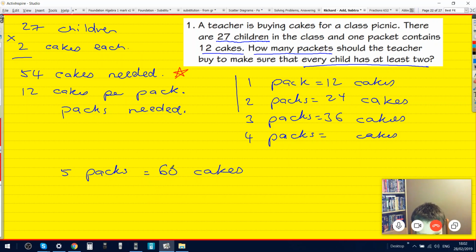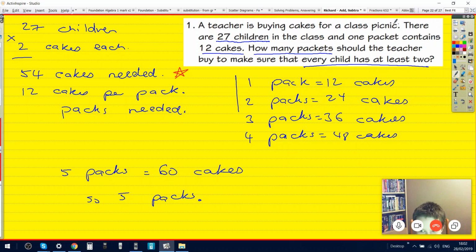Yes. And so you can't buy half a pack. And so even though we have 6 cakes left over, we still have to buy 5 packs. Okay. So 5 packs needed. So that's 12, 24, 36, 48, and then 60. And so 48 isn't enough, but 60 is. So 5 packs in total. Tricky stuff. Yeah, how was that for you, Richard?